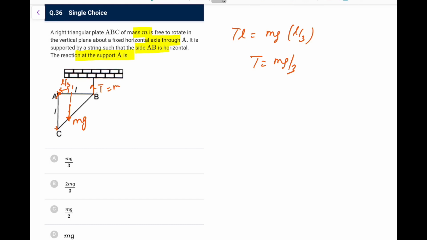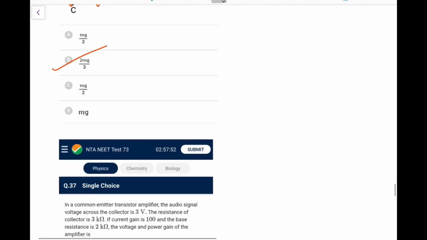Now T is mg by 3, that is acting upwards, mg is downwards, so forces are not balanced, so that reaction force will act upwards. No need of any horizontal force because no horizontal force is acting. So the reaction at A would be mg minus T, that comes out as 2 mg by 3. So we'll go for option B here.